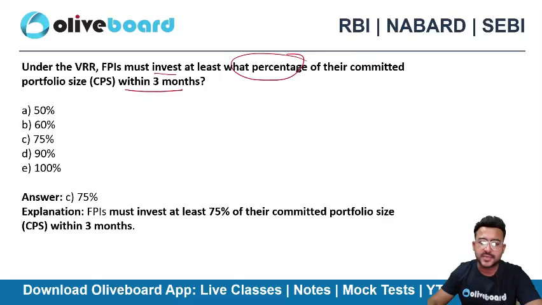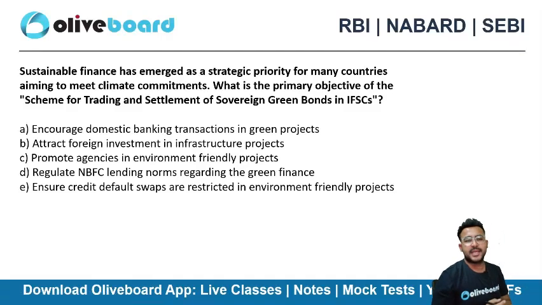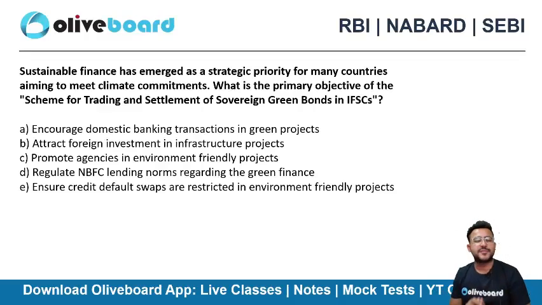They need to at least invest 75%. Right? Next is, sustainable finance has emerged as a strategic priority for many countries aiming to meet the climate commitment. What is the primary objective of the scheme of trading and settlement of sovereign green bonds in the IFSC?